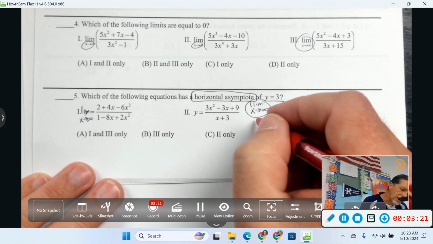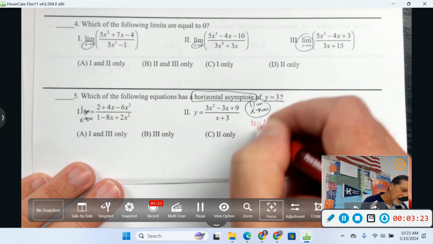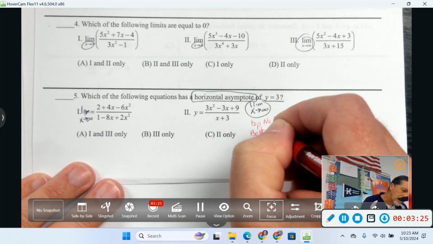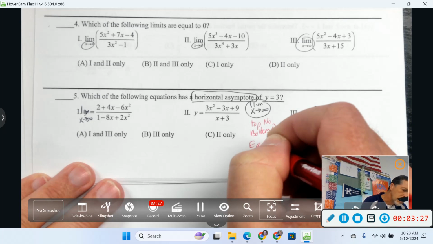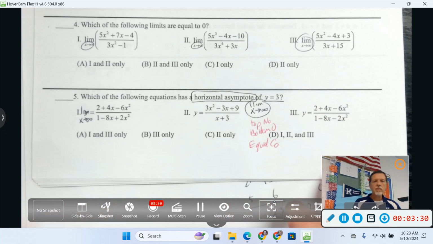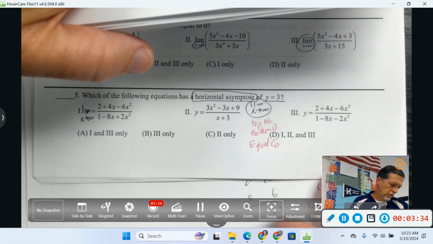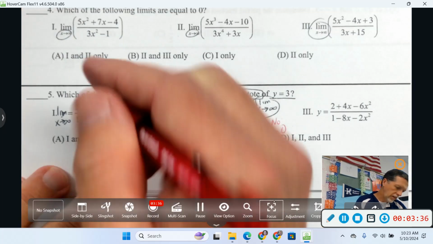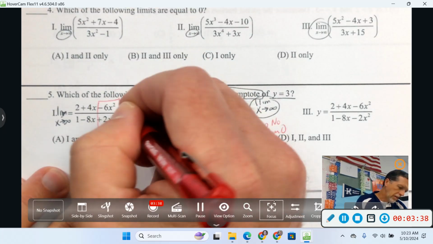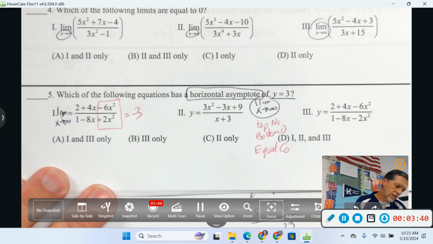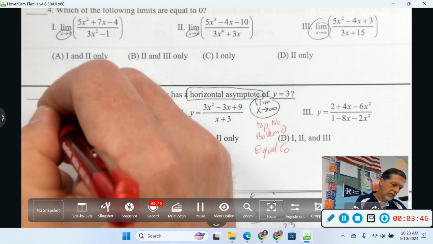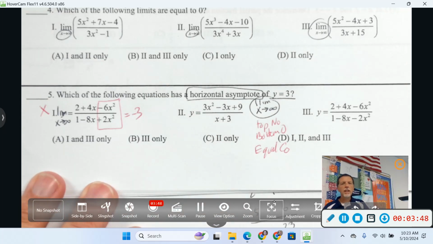So as x goes to infinity, that's the shortcut. Top no, bottom o, equal co. So let's see on the first one. Looking at those lead terms, that would be -3. Whoops. So yeah, that doesn't work. It's -3, not 3.